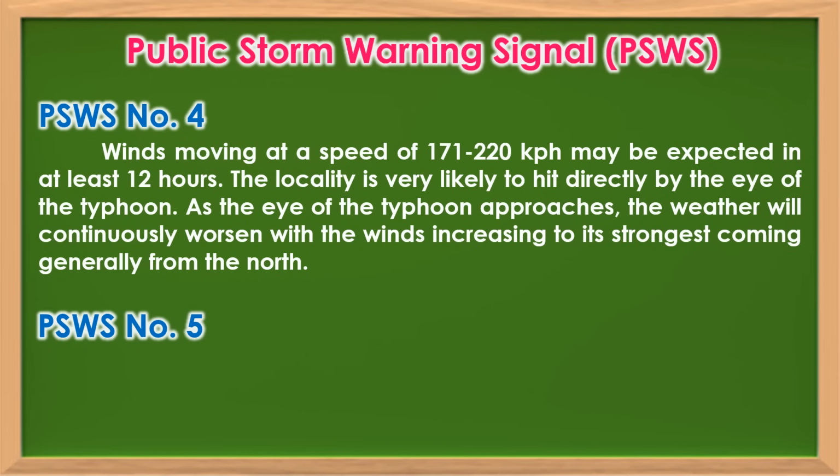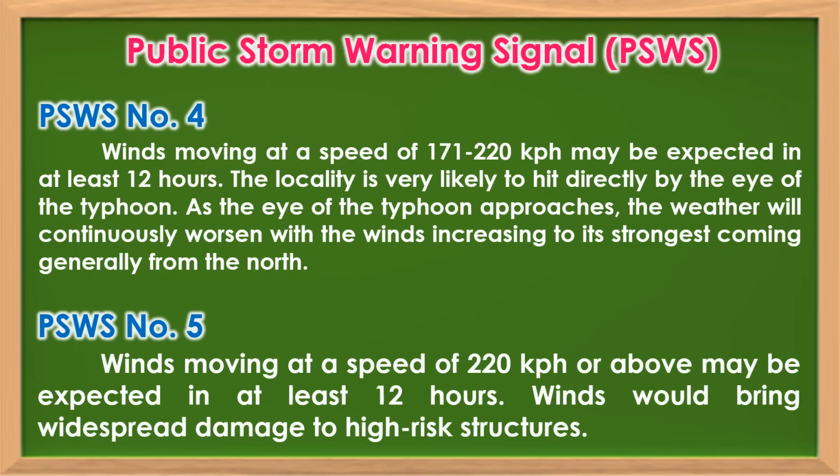Public Storm Warning Signal number 5. Winds moving at a speed of 220 kilometers per hour or above may be expected in at least 12 hours. Winds would bring widespread damage to high-risk structures.